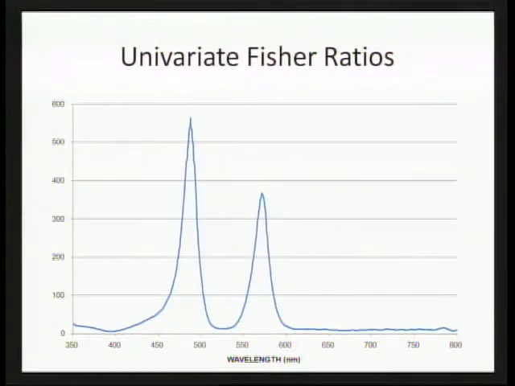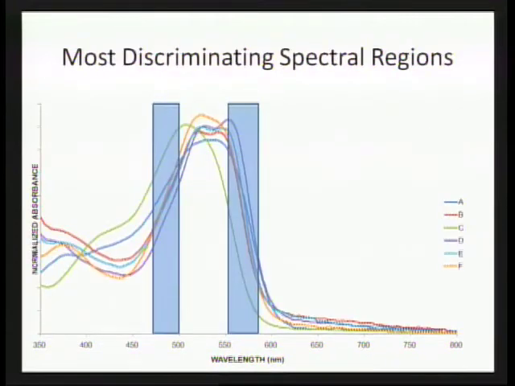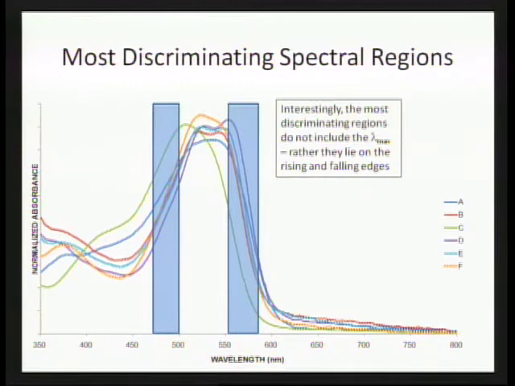So here's our Fisher's ratios plot. You see that there are 2 main peaks. Again, we use the 80% rule to determine the range that's going to give us the most discrimination. Here it is overlaid over our representative spectra. As you can see, it's on the rise and fall edges of the apex, or the max wavelengths.